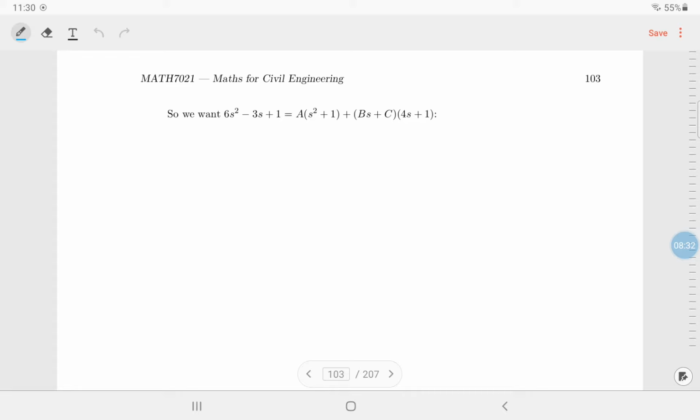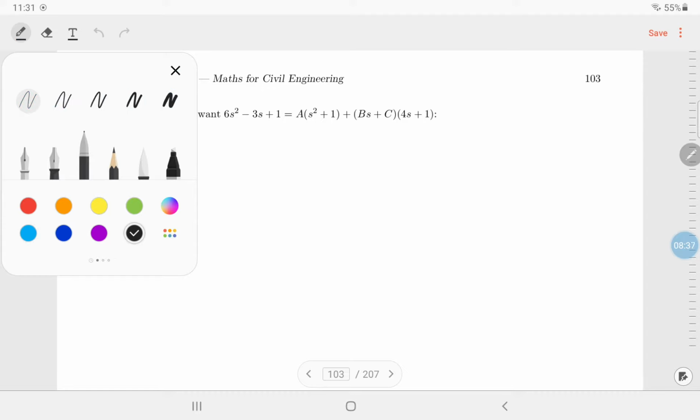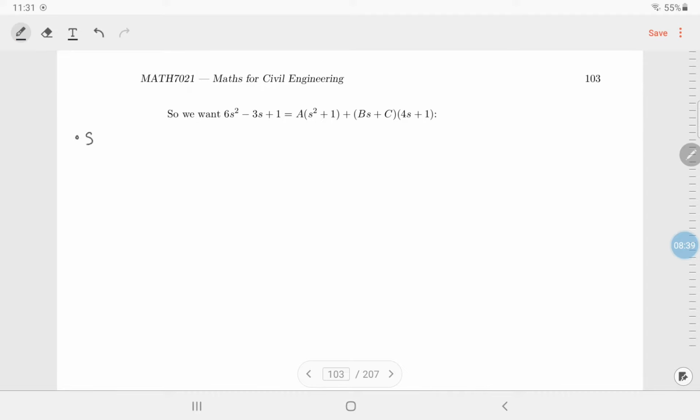But what I'm going to do is I'm going to substitute in values of s. So what's the clever value of s to substitute in? Well, probably the cleverest thing to do would be to kill this thing. Make this equal to 0. So I want to pick a value of s that 4s plus 1 is equal to 0. Now, some of us can do that in our head. It's minus a quarter, but if you can't, take away 1 from both sides. Divide both sides by 4. s is equal to minus a quarter. So I'm going to put s equal to minus a quarter into both sides.